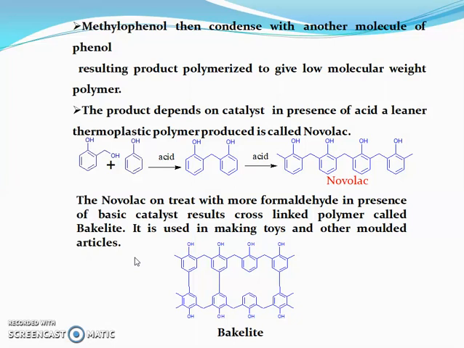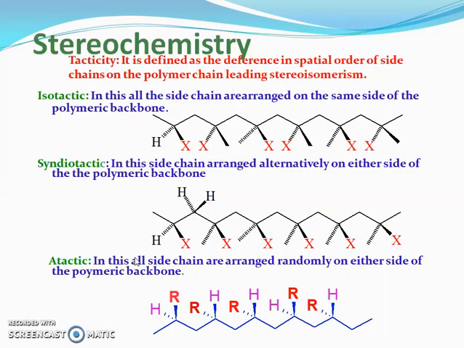Now we have seen the stereochemistry of this polymer. In branched polymers, the side chain can have different arrangements with respect to the polymer chain, differing in spatial arrangement. The polymer shows stereoisomerism. First, we have seen tacticity. Tacticity is defined as the difference in spatial order of side chains on the polymer chain leading to stereoisomerism. This is called tacticity.